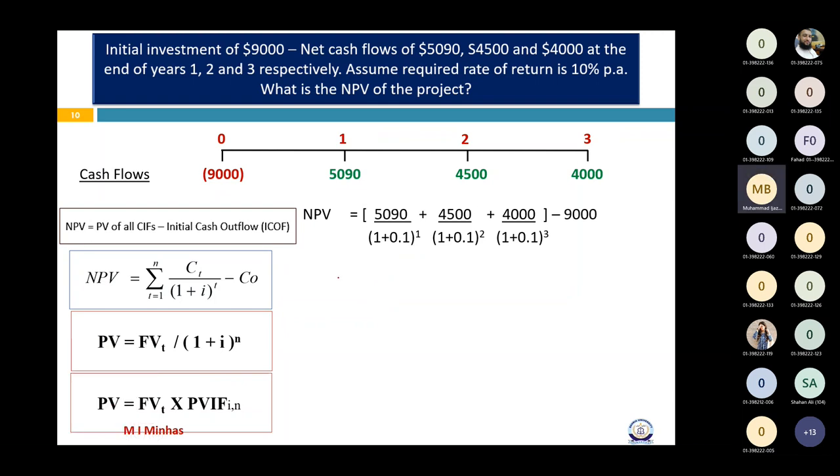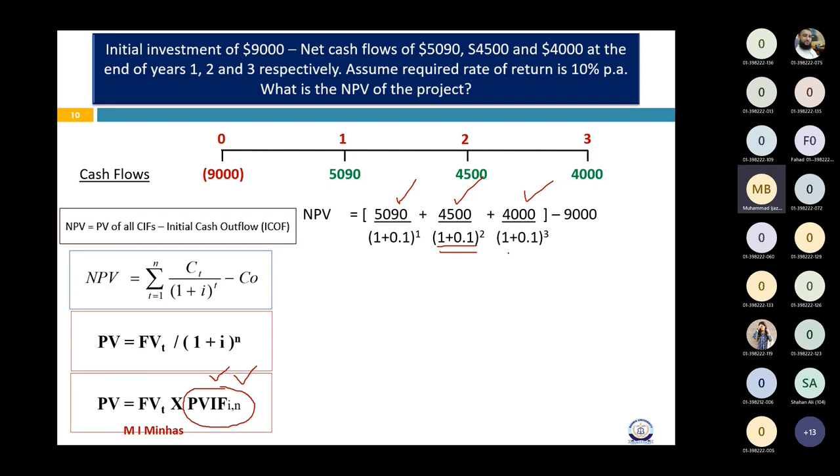Why am I mentioning this? Because in the exam, you will be given both options. Either you can do manual calculations like this using this formula, or you can simply use the present value interest factor table. In my opinion, using the present value interest factor table saves a lot of your time, and there is very little chance of error. Here, if in a rush you divided by 1.1 rather than by the square of 1.1, your answer would go wrong. It's better not to take that risk.